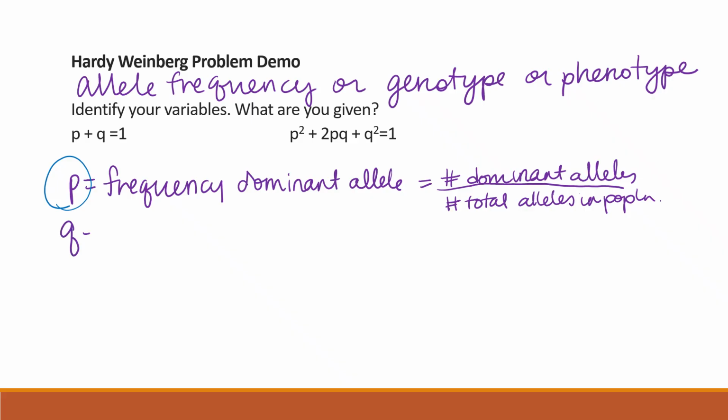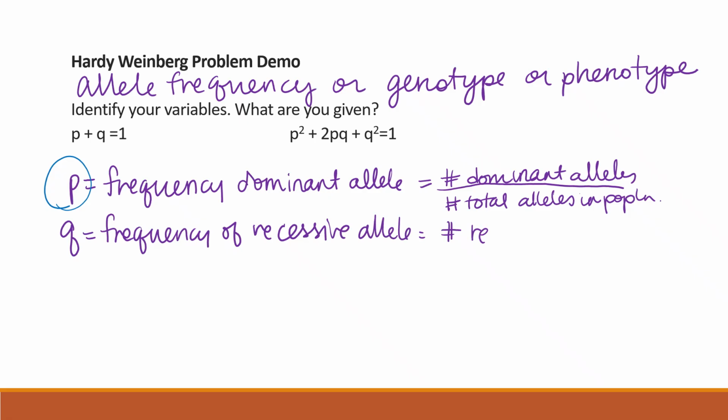So q is going to be the frequency of the recessive allele, and that's going to equal the number of recessive alleles divided by the total alleles in the population. Again, if you're given a different inheritance pattern, this could just be the frequency of allele number 2.